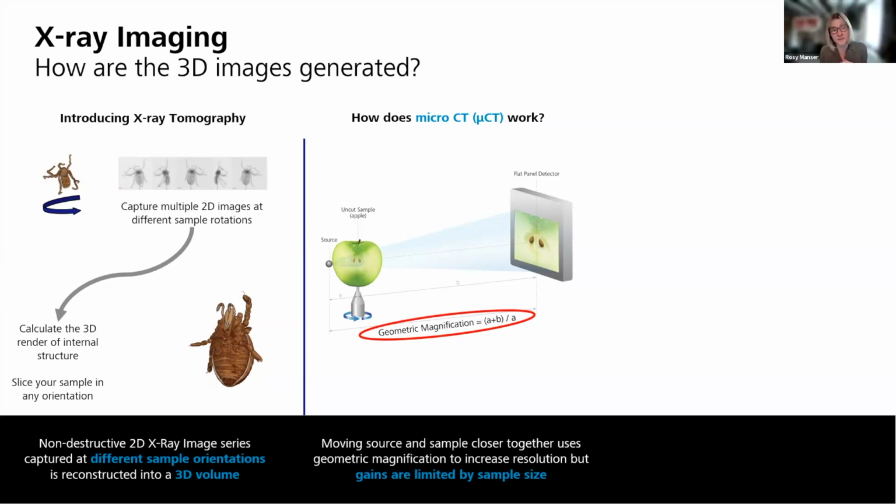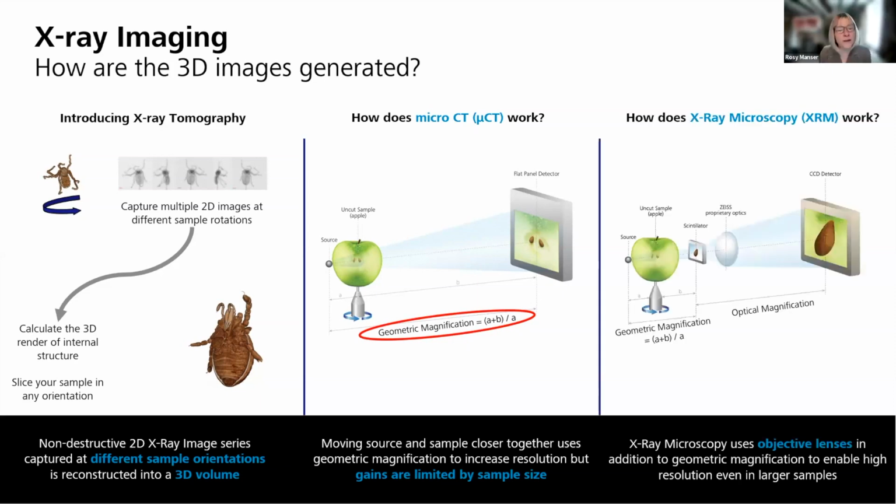But at some point, the physical size of the apple, or whatever sample you're looking at, means you physically can't get that sample closer to the source. In those cases, you need to invoke the help of something else. One way of doing that is by using objective lenses, like in a light microscope, scintillator-coupled objective lenses, which enable you to increase magnification by changing the objective lens. So in the X-ray microscope, as opposed to the micro CT system, you have your geometric magnification, but you combine that with this optical magnification. It's this two-stage magnification that means you can get to higher resolutions in your specimen, which, if that's what you need, is the only way of doing that.